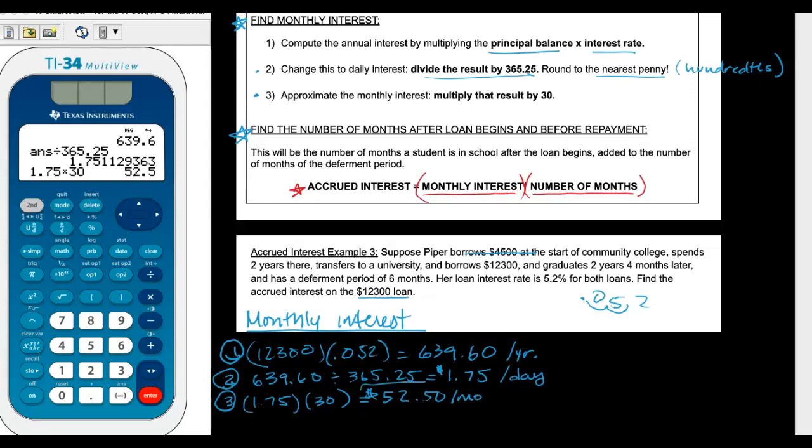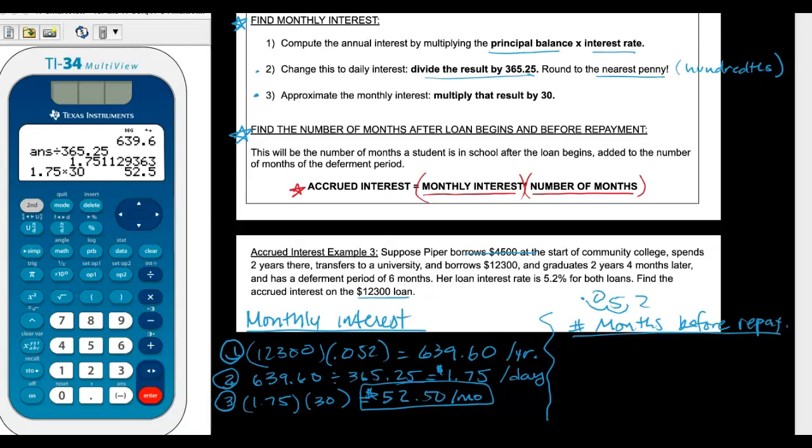So that's the amount of interest per month that accrues while the student is in school. And then the second part of this is to find where that star is here, find the number of months after the loan begins and before repayment. So we're going to just write down number of months before repayment.